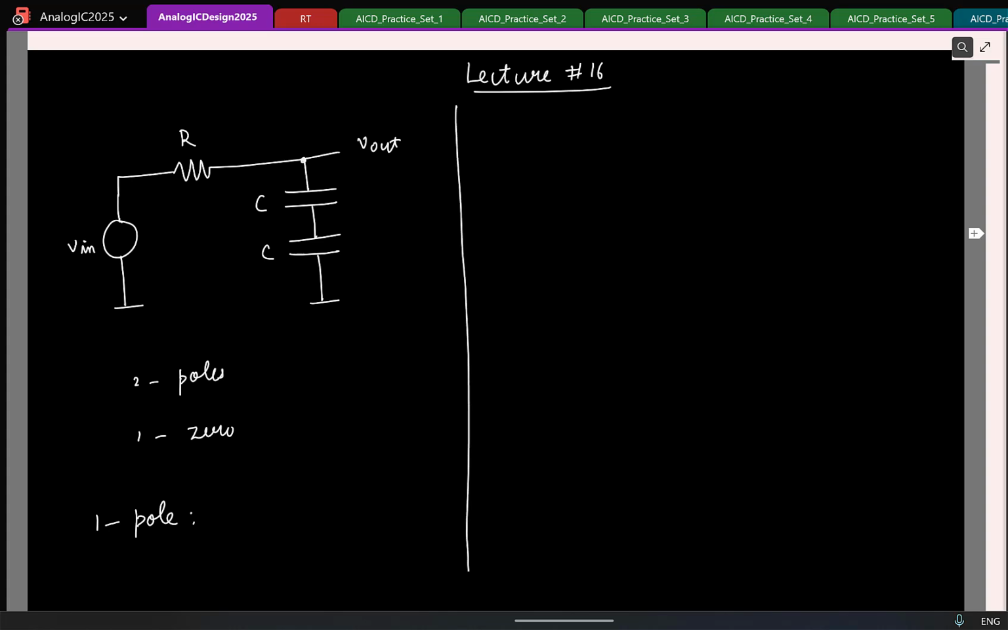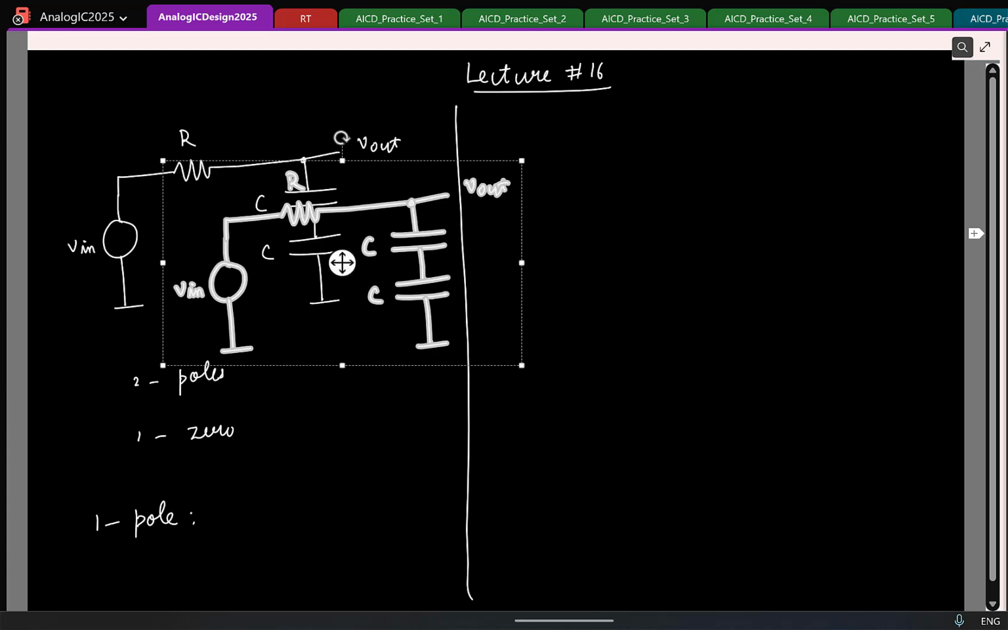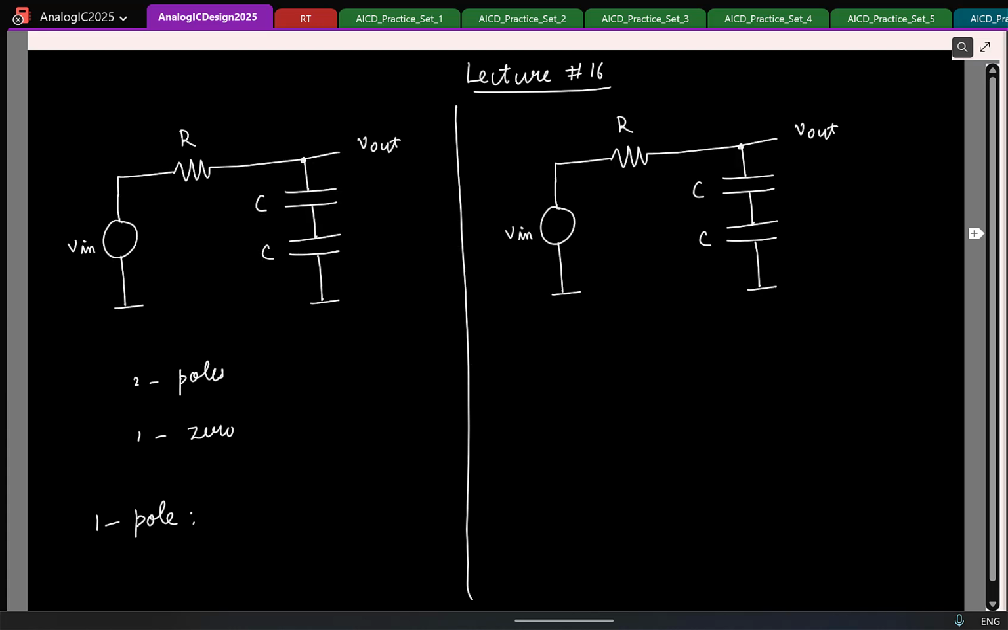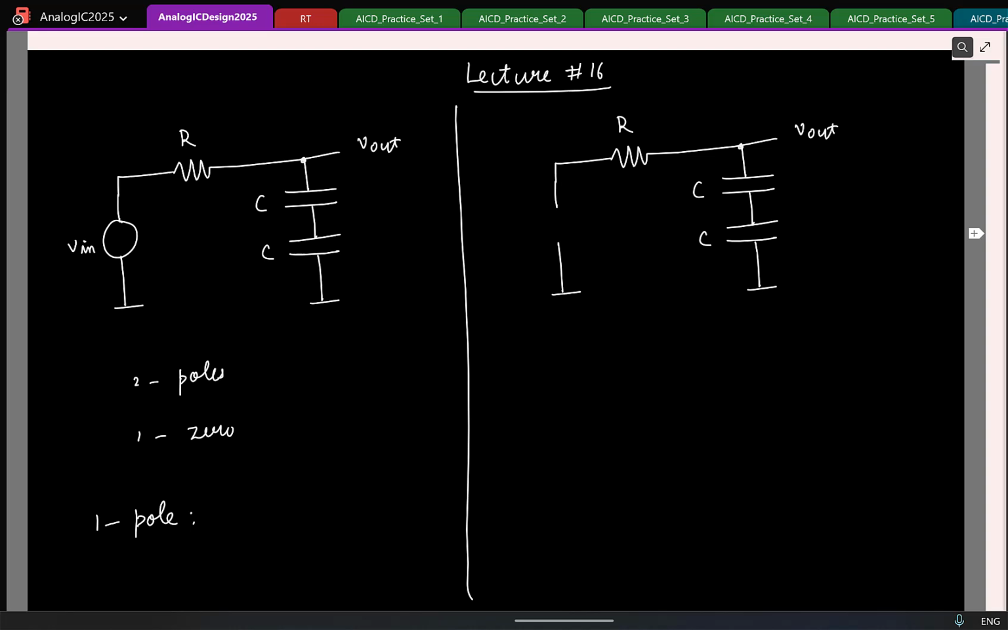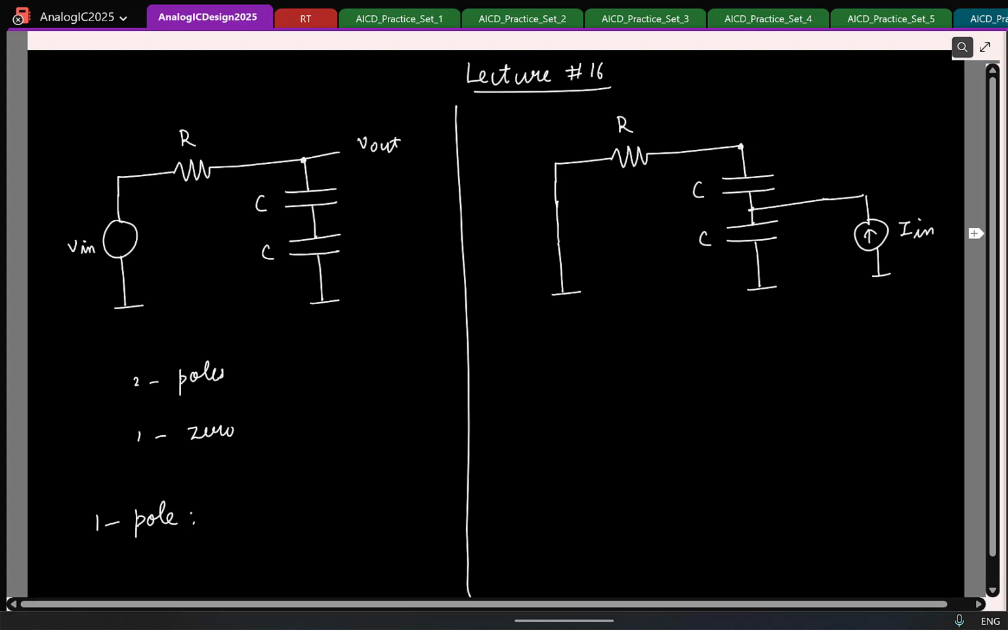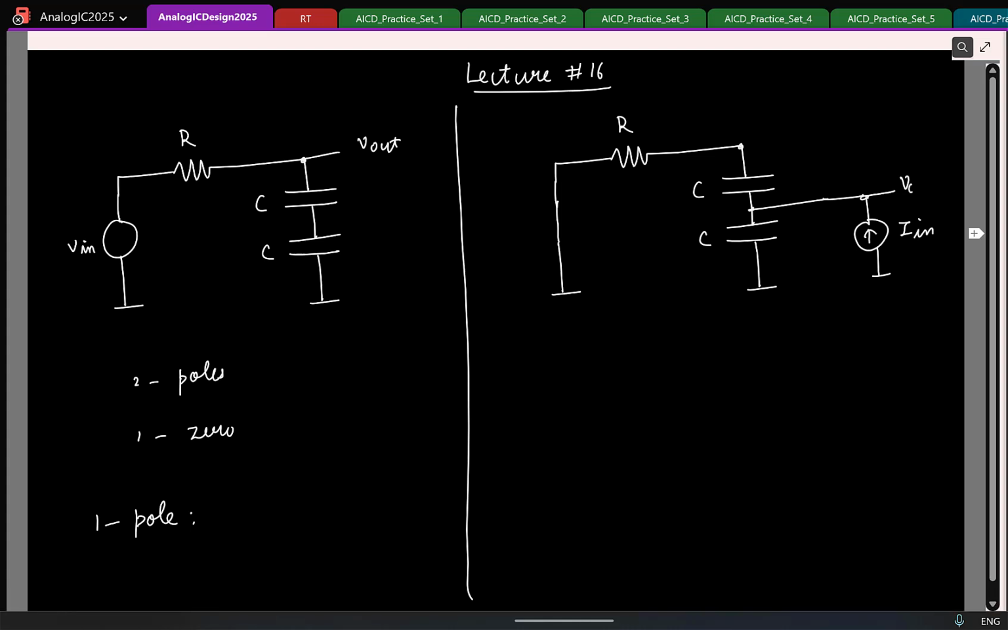To prove that point, let me take the same circuit. I'll take the same network, that is, I'll say V in is 0, but instead I'll change the location of the input and I'll call the current I in the input. And I'll now define this as my output.